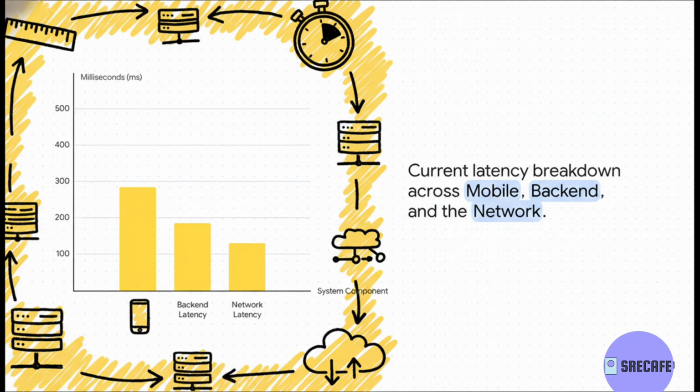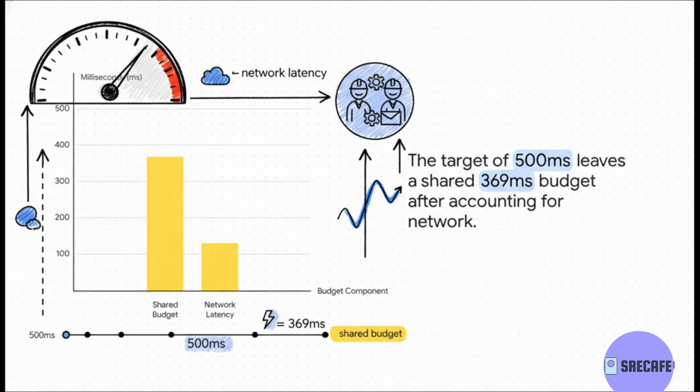So we put the instrumentation in place, and here's what we find. Out of a total of 602 milliseconds of latency, the mobile app is responsible for 285. The backend takes 186, and the network, which is totally outside our control, eats up 131 milliseconds. Now let's say the product team comes to us and says, our user experience goal is 500 milliseconds max. The very first thing we do is subtract the part nobody can control, that 131 milliseconds of network time. That leaves us with a 369 millisecond shared budget that the mobile and backend teams have to hit together.